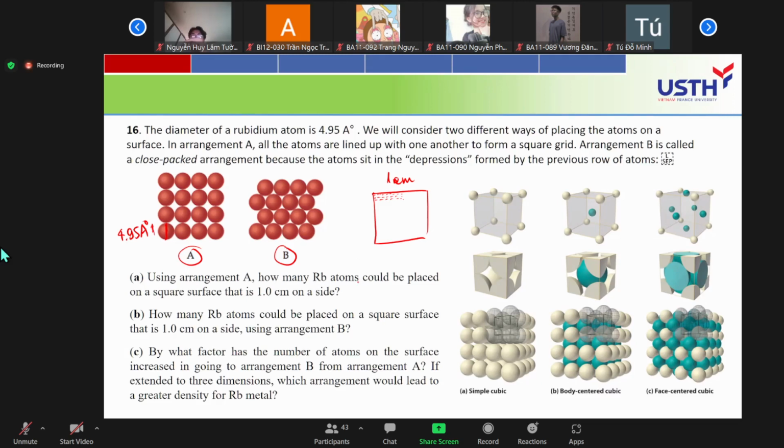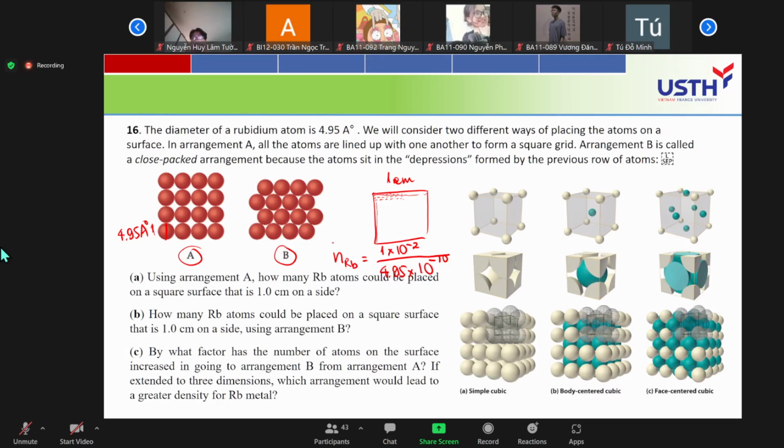This will be, on one side, on one edge, 1 multiplied by 10 to the power minus 2, divided by 4.95 multiplied by 10 to the power minus 10. By that, you will have the number of rubidium atoms on one side. In that case, you have the same number of rubidium on this side.